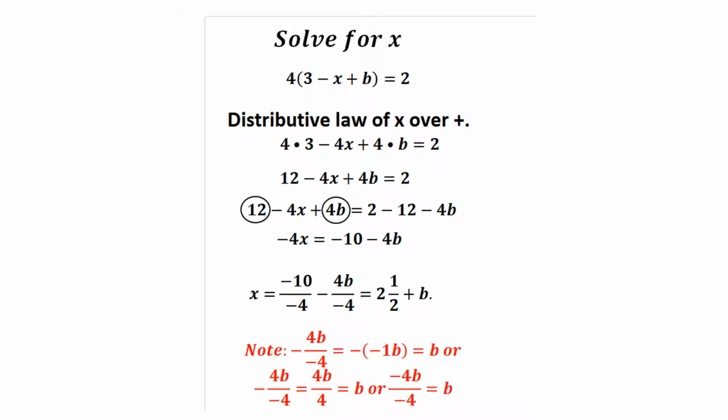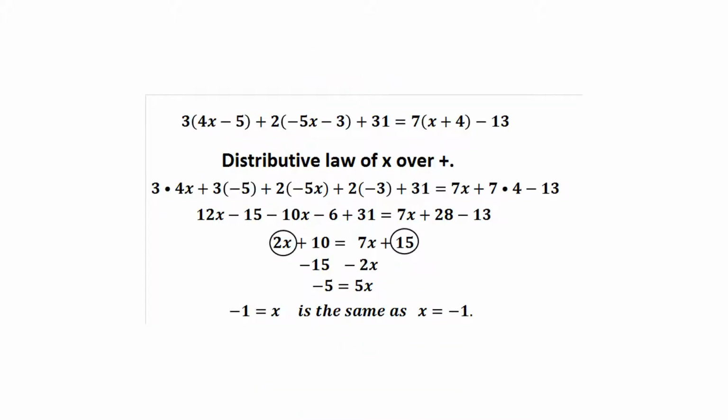Or we could do this. We take negative 4b divided by negative 4. Apply the negative sign to the bottom 4. Okay, the negative of a negative 4 is 4, so we got 4b over 4, which is b. And we could also apply the negative to the numerator. So it's negative 4b over negative 4. The negative 4's cancel, and we still have b.